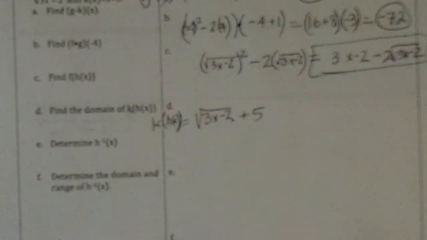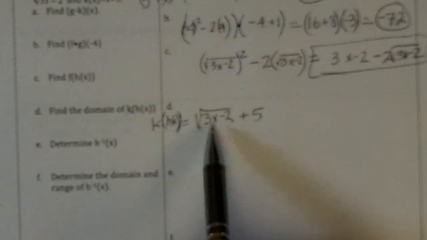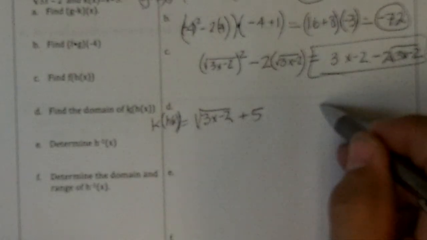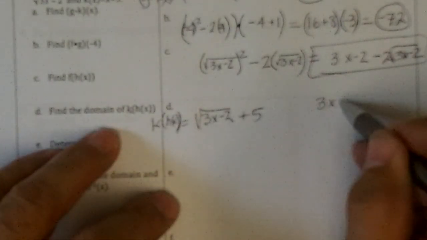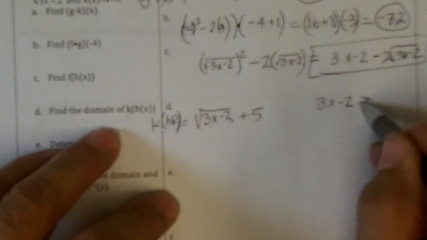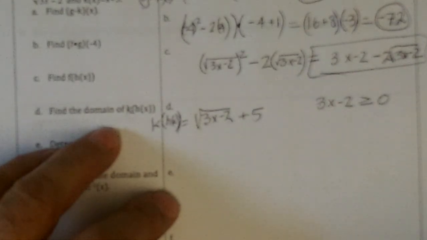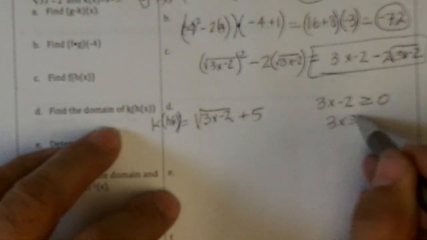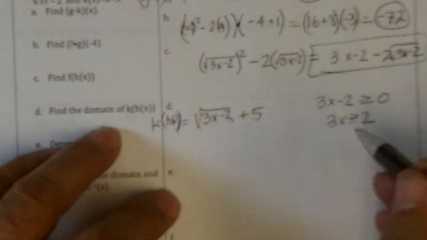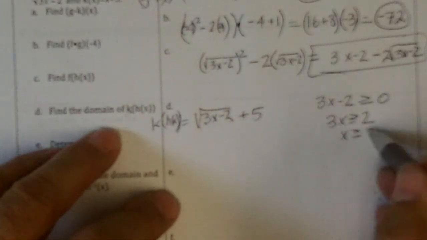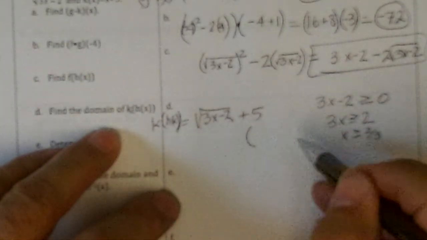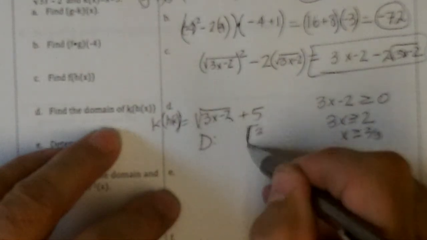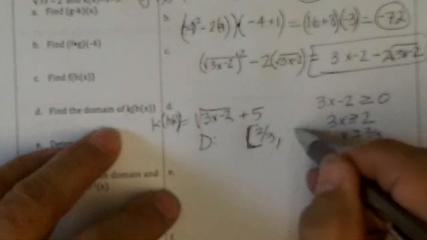Now, the only thing that might run into a problem here is I have to be able to put the numbers into here, so this find the domain, so the 3x minus 2 would have to be greater than or equal to 0 to be able to take the square root of it. So if I add 2 to both sides, I get 3x greater than or equal to 2, divide by 3, x is greater than or equal to 2/3, so that means the domain would be from 2/3, including 2/3, to infinity.